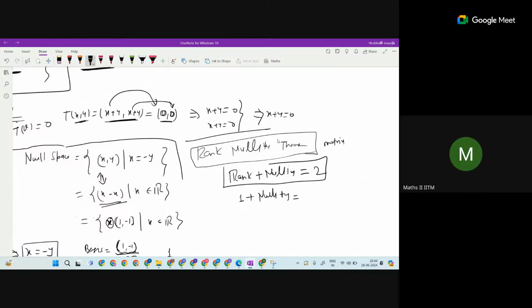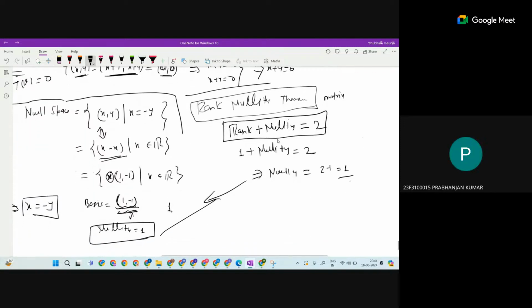Our theorem is this one. Our main theorem is this one because we are working on 2 cross 2. So rank plus nullity is 2, and that's why the nullity is 2 minus 1 by the rank-nullity theorem, which is 1. The same we did earlier here.